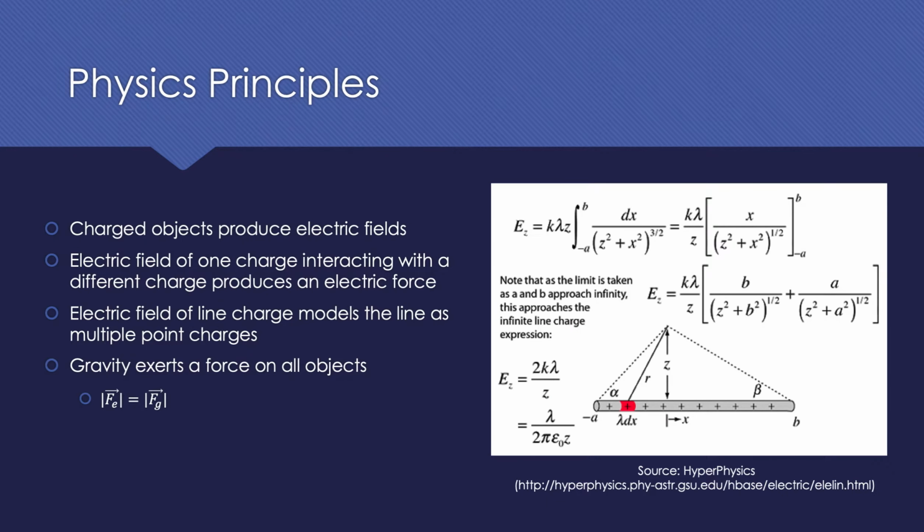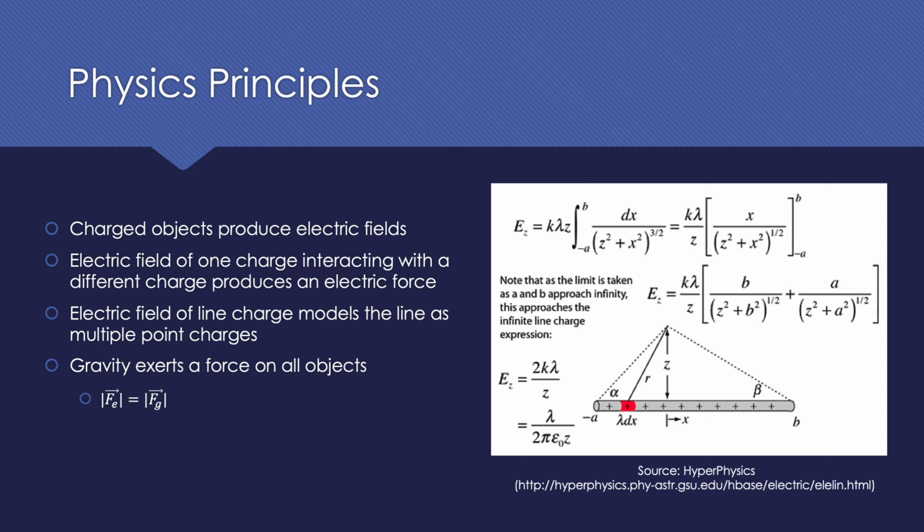First, we will look at the fundamental physics principles behind this lab. Charged objects produce electric fields that point towards negative charges and away from positive charges. The electric field of one charge interacting with a different charge produces an electric force. The electric field of a line charge is modeled as a line of multiple point charges. Each differential charge produces its own electric field, and these differential electric fields are summed up using integration. A summary of this process is shown on the image on the right.